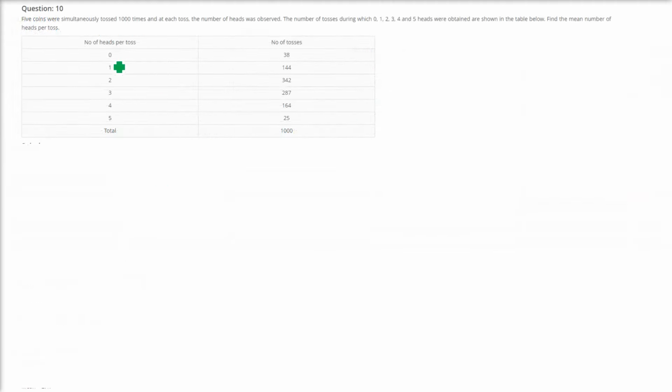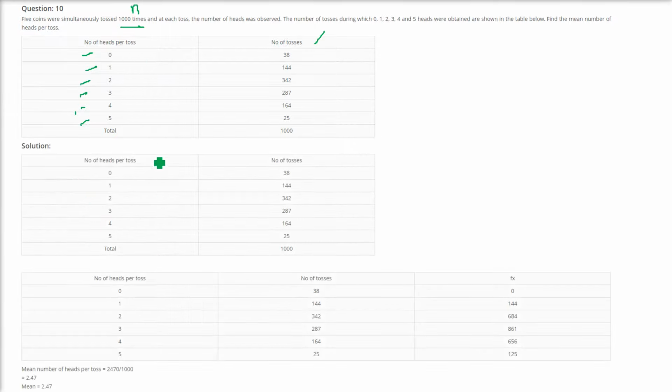Next, we have 5 coins. They are simultaneously tossed 1000 times. So the number of times is this n. These are the number of observations, that is, the number of tosses. The numbers of tosses during which 0, 1, 2, 3, 4, 5 heads came were obtained and are shown in this table. Find the mean value of heads per toss. So what is the mean value of heads per toss? This we can write like this.